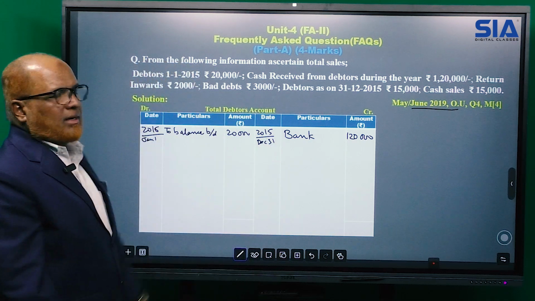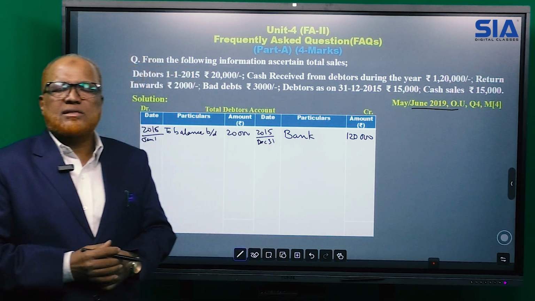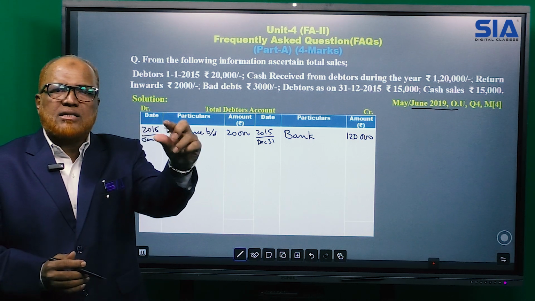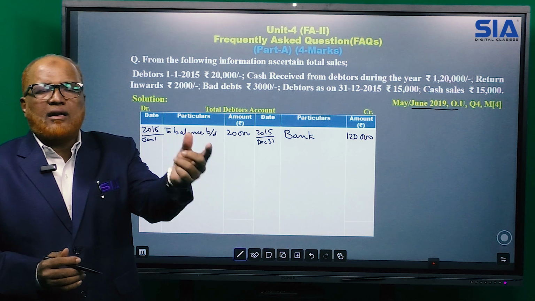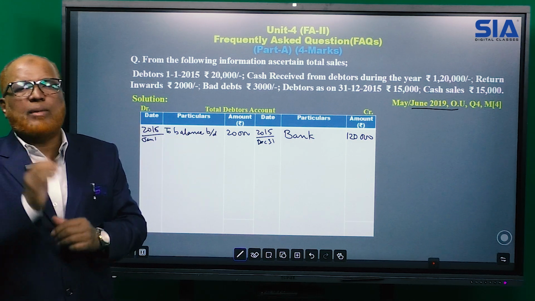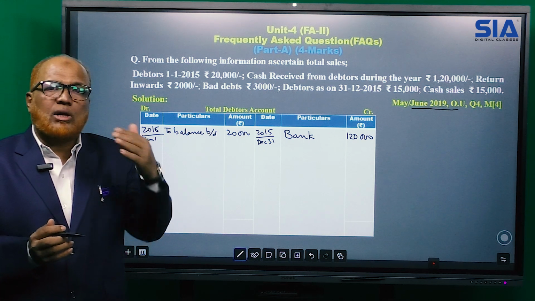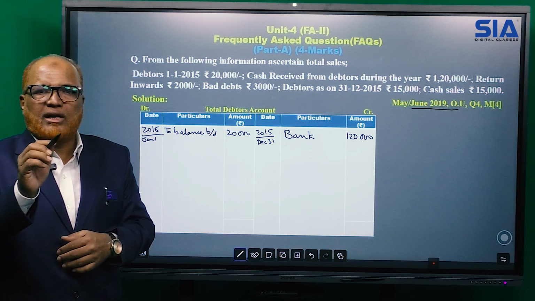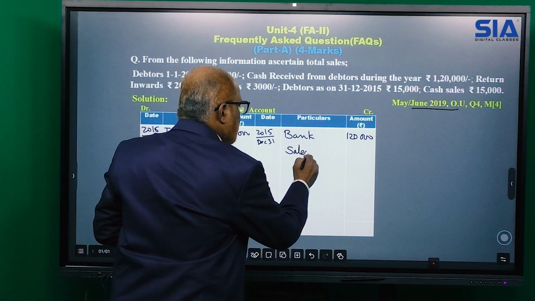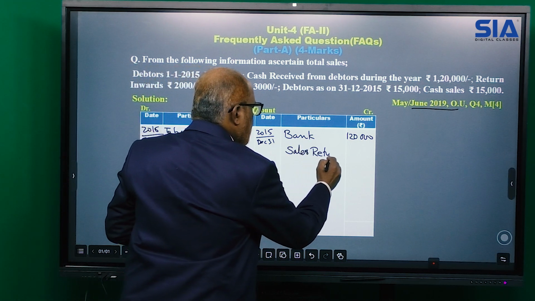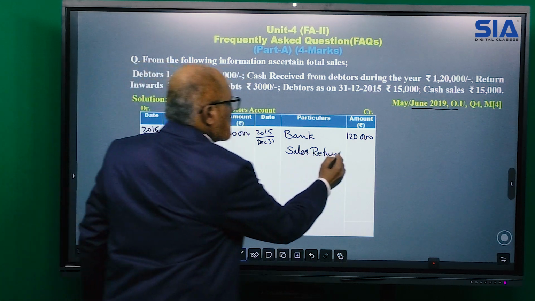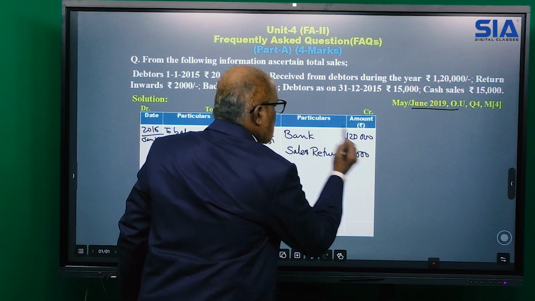And return inwards. What do you mean by return inwards? Sales return. The entry for sales return is sales return account debit and debtors account credit. Remember, sales account will always show a credit balance, and sales return will show a debit balance. So sales return will be debited, debtors will be credited. So here I am taking sales return. How much are the sales return? Return inwards, it is 2,000. So here I have taken 2,000.